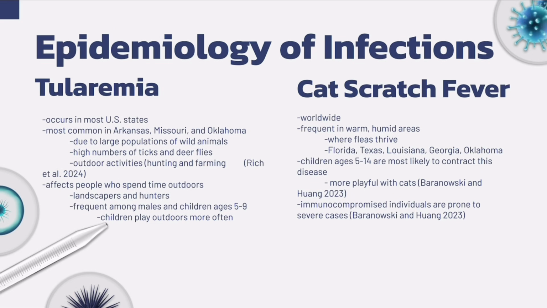Cat scratch fever is found worldwide, but it is more frequent in warm, humid areas where fleas thrive, such as Florida, Texas, Louisiana, Georgia, Oklahoma, North and South Carolina. In the United States, cases occur most often in southern states, and children ages 5 through 14 are most likely to contract this disease because they are more playful with cats. Immunocompromised individuals are prone to severe cases.